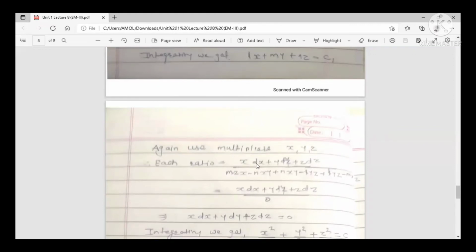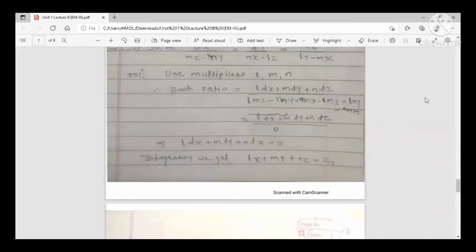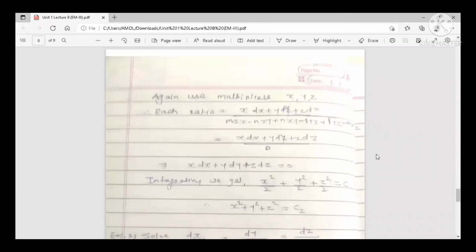Each ratio is equal to x dx plus y dy plus z dz upon mzx minus nxy plus nxy minus lyz plus lyz minus mxz. The terms are like this. So mzx and the last term mxz get cancelled. Minus nxy plus nxy get cancelled. Minus lyz plus lyz get cancelled. So after multiplying by the multipliers, if we add the denominator terms, we get 0. So the numerator terms are also 0. So we have the second equation: x dx plus y dy plus z dz is equal to 0. So here variables are separated.